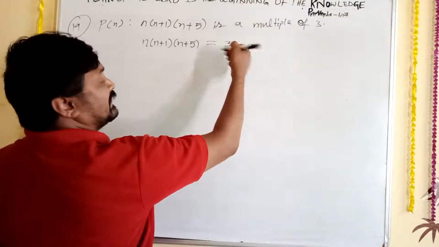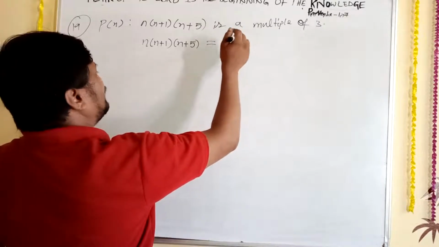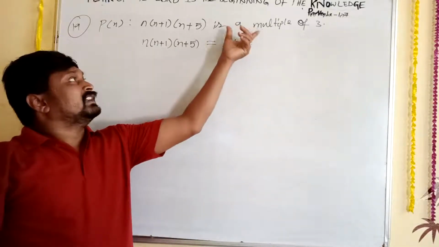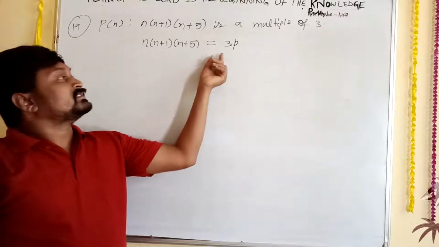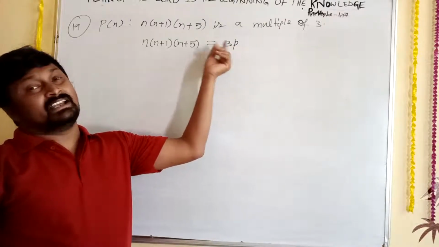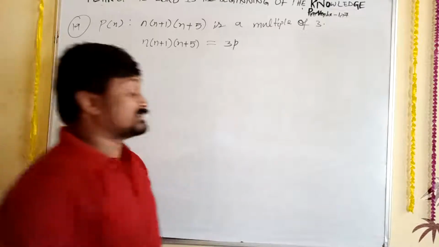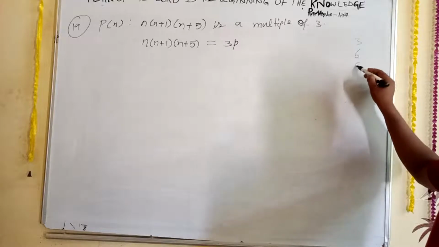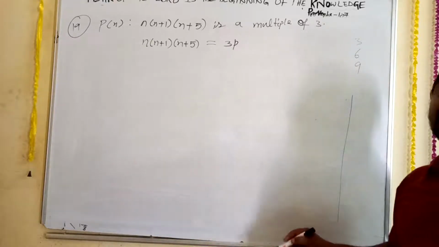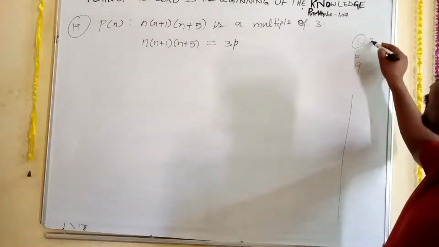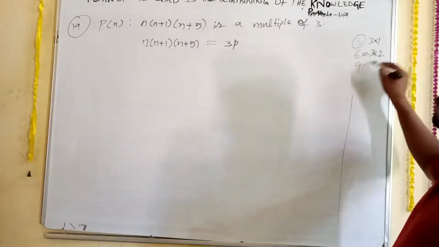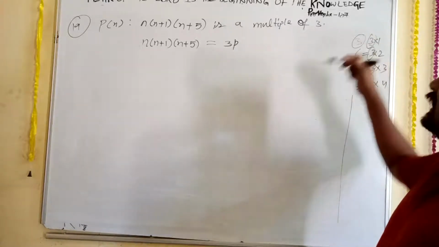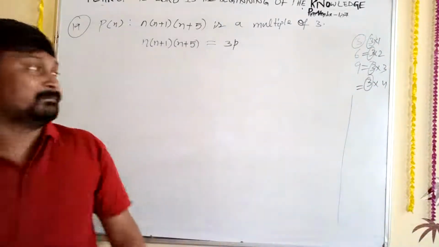You can write any number, so I may write it as any letter. Let me take it as p. It is a multiple of 3. So take the 3 table: 3 ones are 3, 3 twos are 6, 3 threes are 9. Multiple of 3 means what are the possibilities? 3, 6, 9, and whichever it is, all we can call multiples. But 3 is common for all. You will find in all the places 3 is common. That is what we say as a multiple of 3.